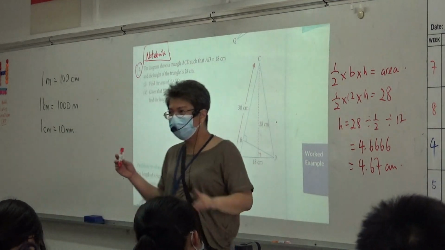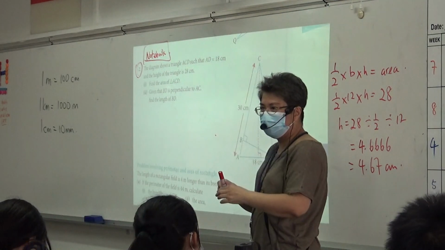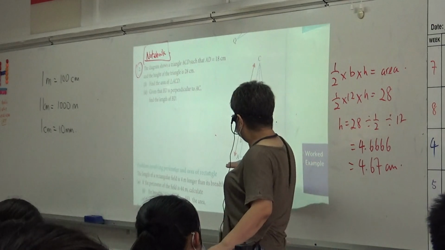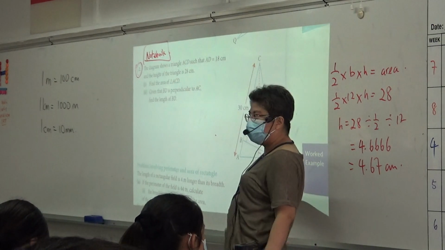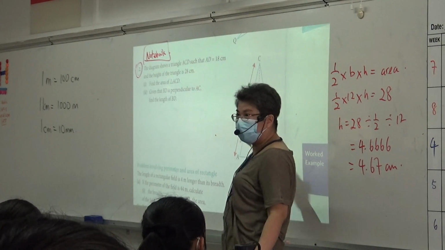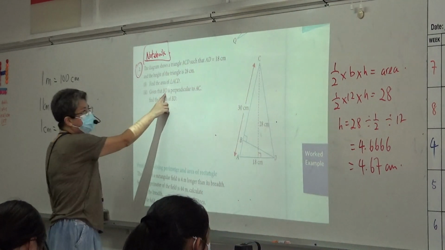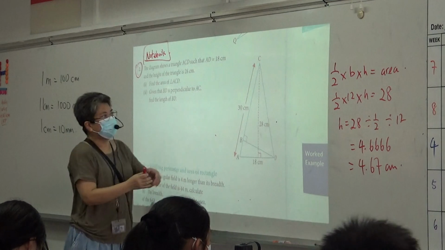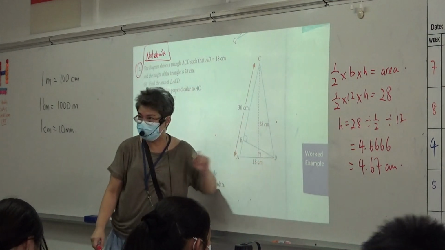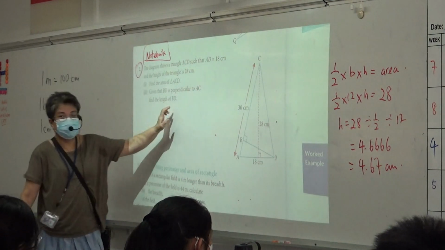Now, I want all of you to look up. I'm not going to do it. If I take this as the base, 18 as the base, where's the height? 28. I can find the area, right? Okay, now next. Given that BD is perpendicular to AC, this is AC, this is BD, right? Find the length of BD.